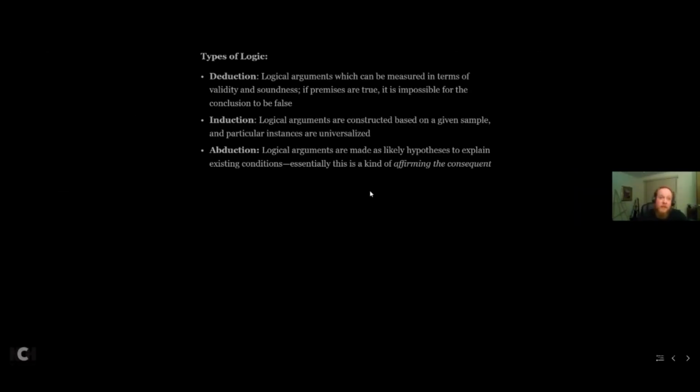So inductive logic, or induction, which literally means to lead into, is a kind of logic where arguments are constructed based on a given sample and then we generalize or universalize from those instances. One example of this would be polling data. When people interview people and ask who's going to vote for whom, and then we say, okay, 90% of the people we interviewed say they're going to vote for this person, we can say, oh, this is the likelihood or the probability of this happening. So that's inductive logic, where we're making probabilistic generalizations based on samples that we have.